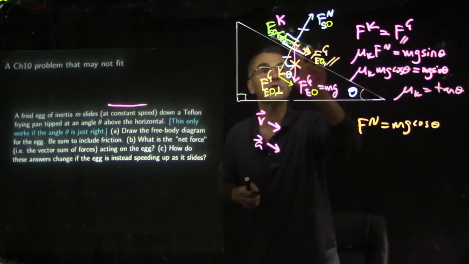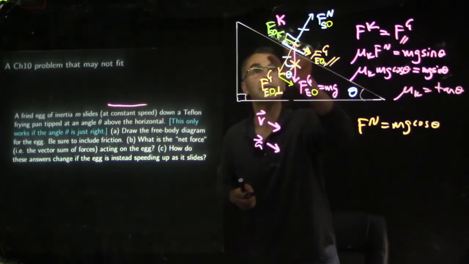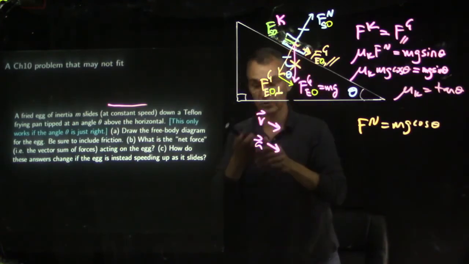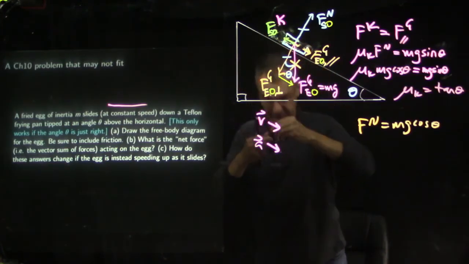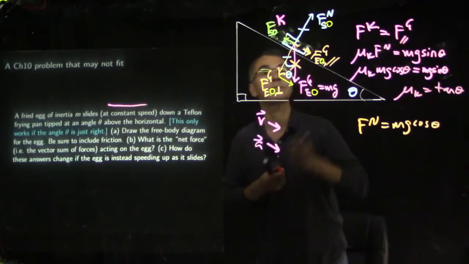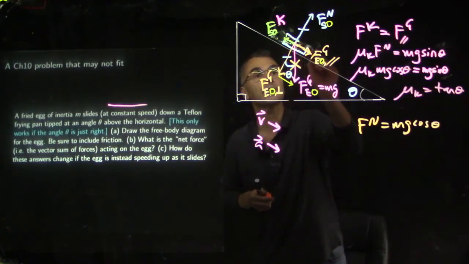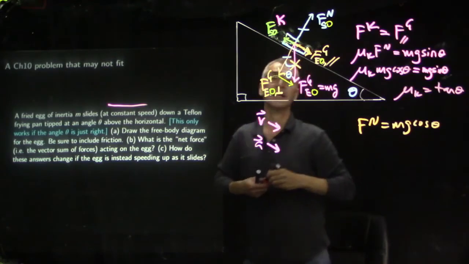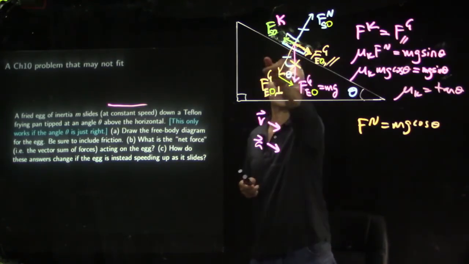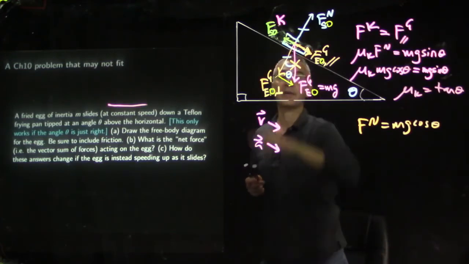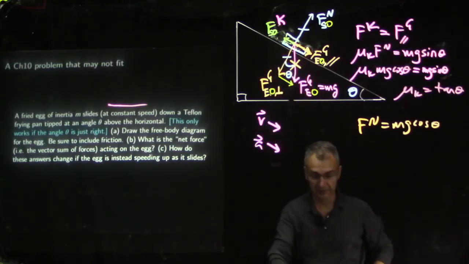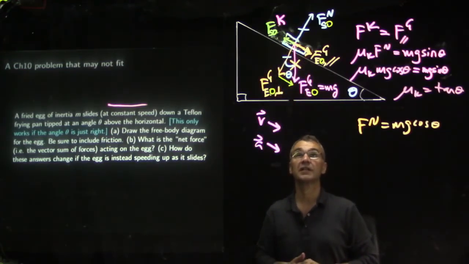If it's speeding up, these two vectors are no longer the same length. The friction arrow must be shorter than the downhill component of gravity. So there we go. So if we do this, then now the egg is speeding up because the acceleration is going to point downhill, because this orange downhill component of gravity is bigger in magnitude than this green kinetic friction term.